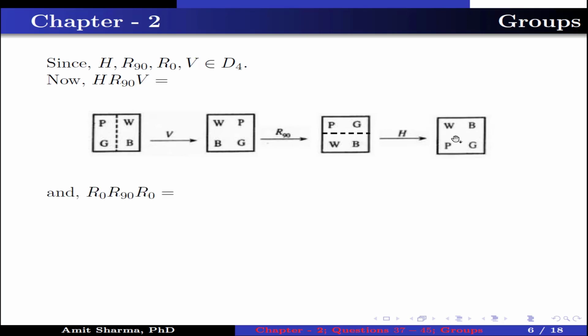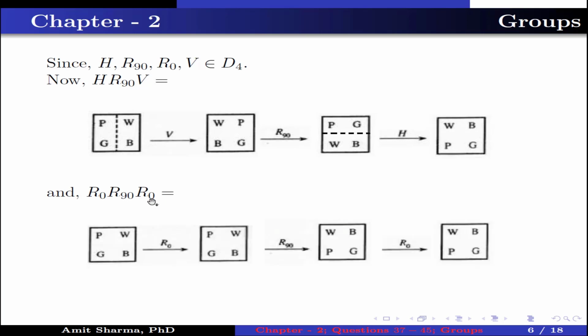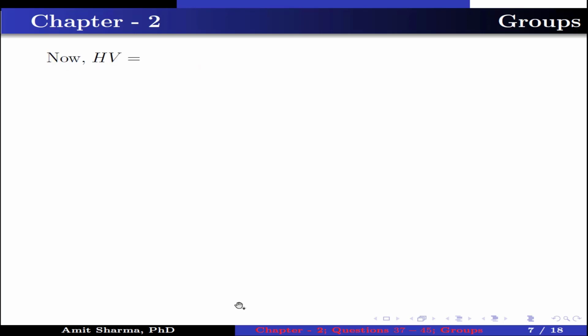We get this. And R0 R90 R0. For R0, rotate this square by 0 degrees anti-clockwise. We get this. And for R90, rotate this square by 90 degrees anti-clockwise, we get this. And for R0 again, rotate this square by 0 degrees anti-clockwise, we get this. We can easily see that these both are the same. This implies H R90 V is equal to R0 R90 R0.